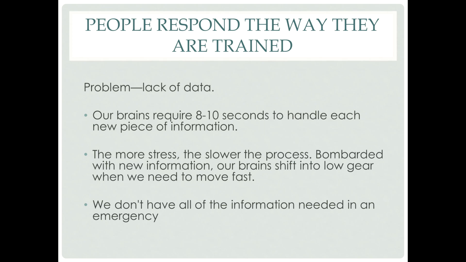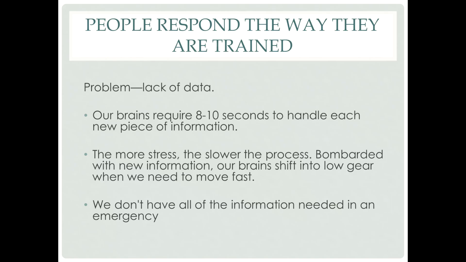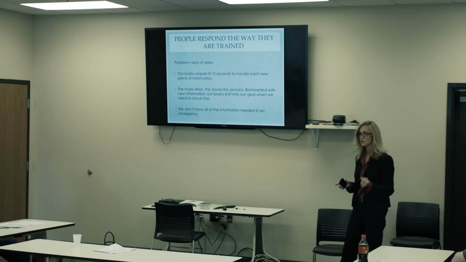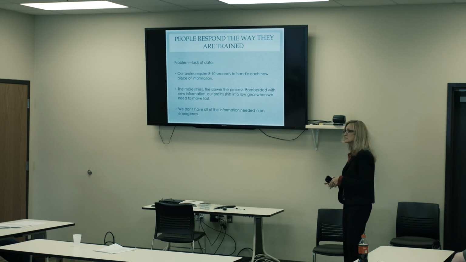The way that we respond, there's a few reasons. One is there's a problem that we have a lack of data. When something happens and there's a situation you have to respond quickly, our brain cannot necessarily keep up with the amount of information that's coming to us to be able to process that. So our brain requires 8 to 10 seconds to handle each new piece of information. Do you think you have about 8 to 10 seconds before more information comes when you're handling an incident? It comes pretty quickly, right? Probably quicker than that. The more stress, the slower the process.